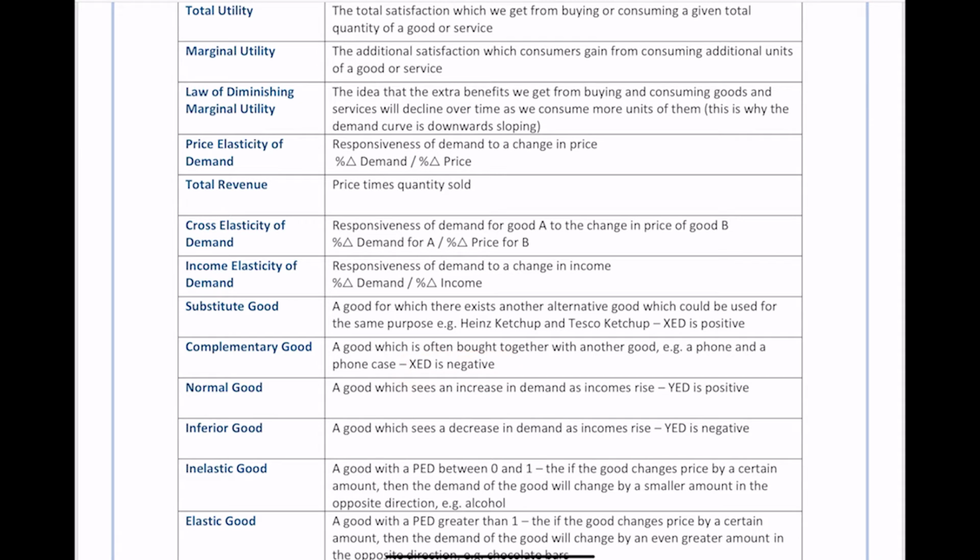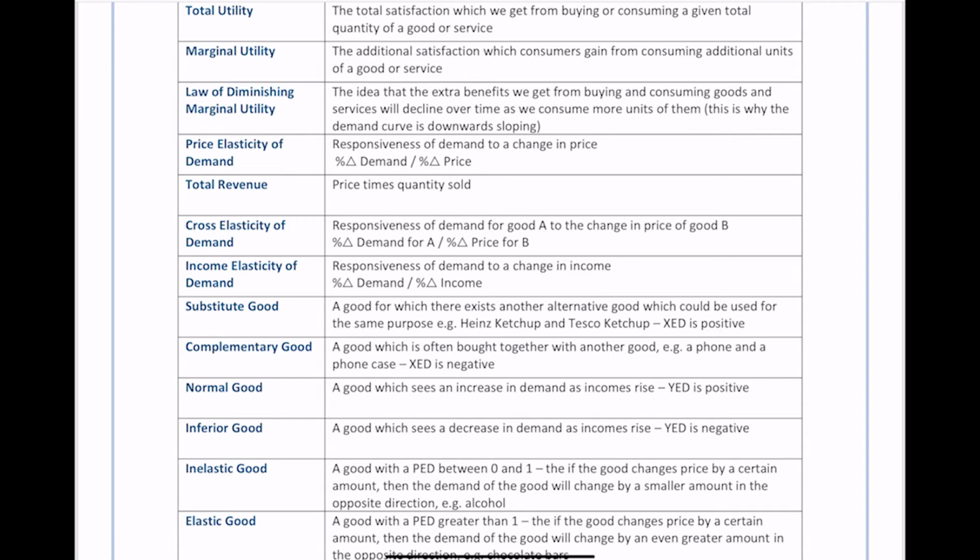Then we've got normal goods and inferior goods. So these are both related to your income elasticity of demand, my bad. So a normal good is a good which sees an increase in demand as your incomes rise. So it's pretty much most goods. That's why you tend to call them normal goods. As your income rises, you want more of that good. So that's why your income elasticity of demand is positive.